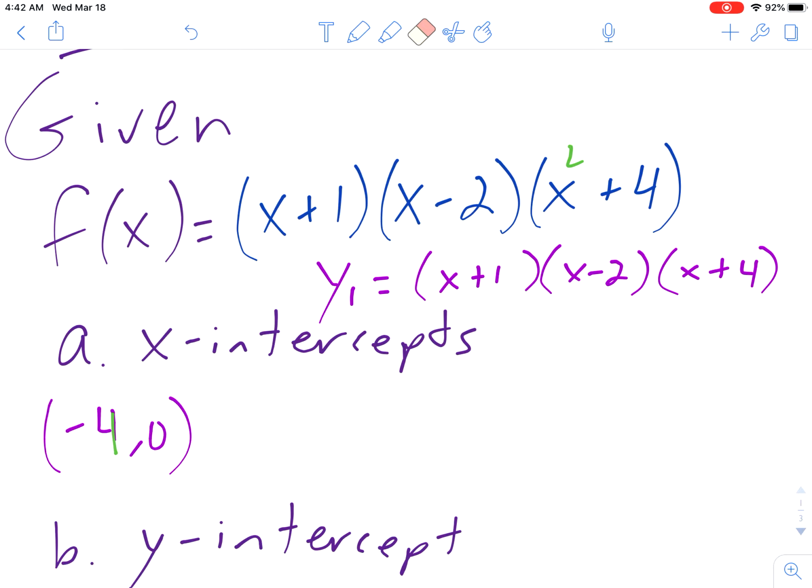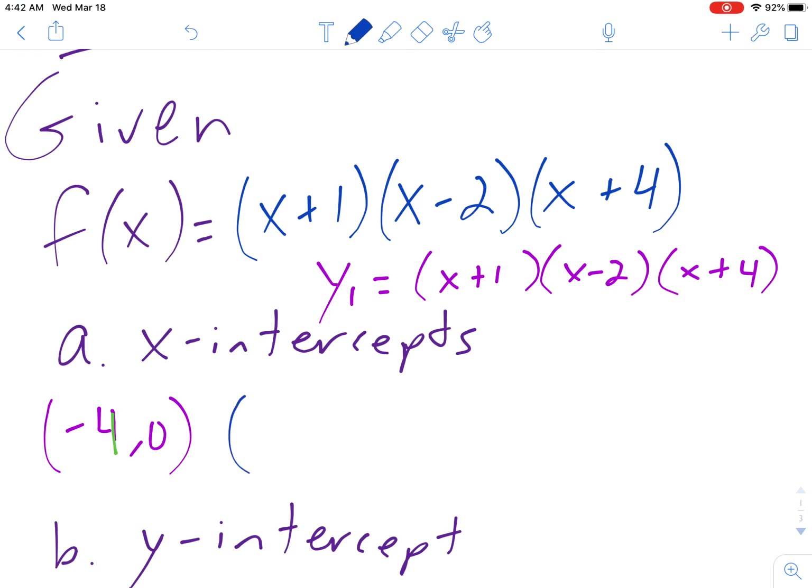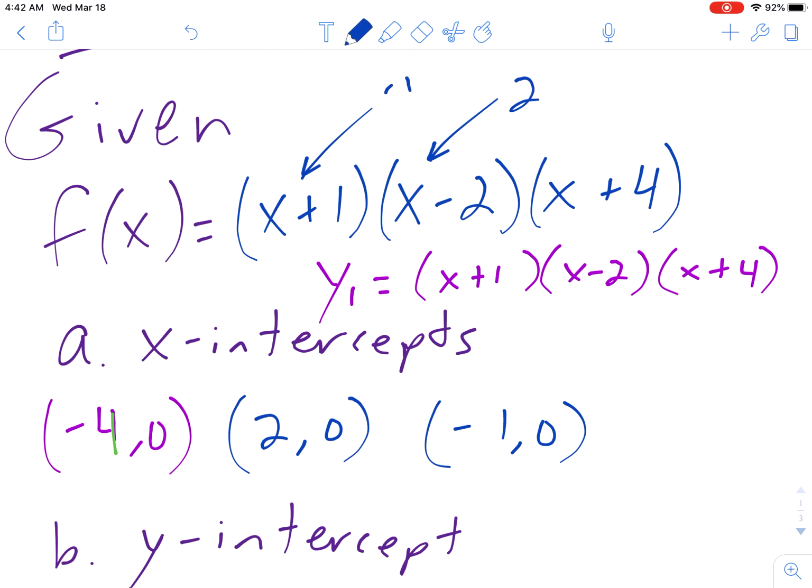So on this type of problem, it actually makes some of your work a little bit easier. I can tell you the other two without the graphing calculator: 2, 0 and -1, 0. Again, coming from here and here, if I put a 2 right here, 2 minus 2 is 0. So that gives you your second one there. And if I put a -1 into this first factor, you end up with 0 as well. So those are the 3 x-intercepts.